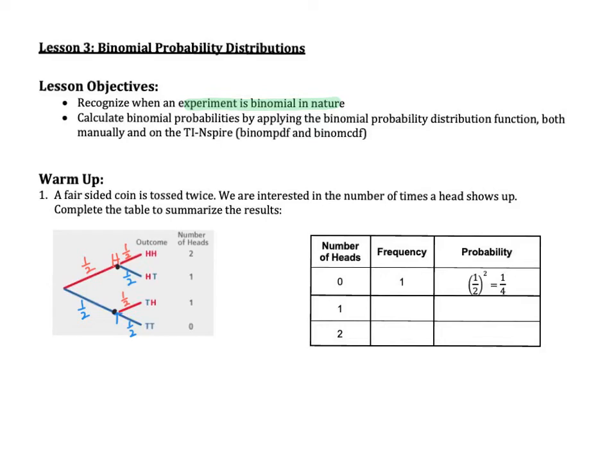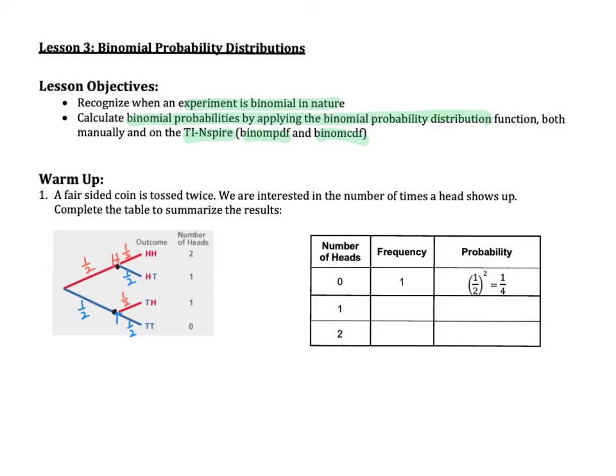And then we're going to learn how to calculate binomial probabilities by applying the binomial probability distribution function, both without a calculator and with our calculator. There are two functions we're going to access today, binom PDF and binom CDF, and you'll have some instructions of how to do so in your notes here, and I'll try to talk you through it as well.